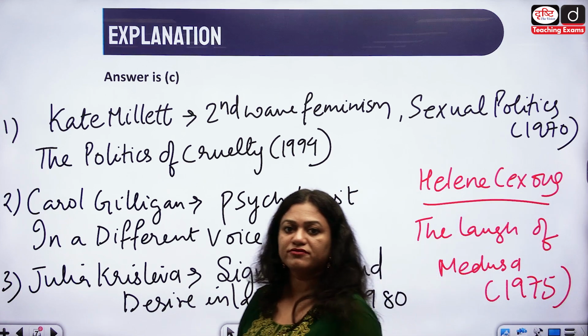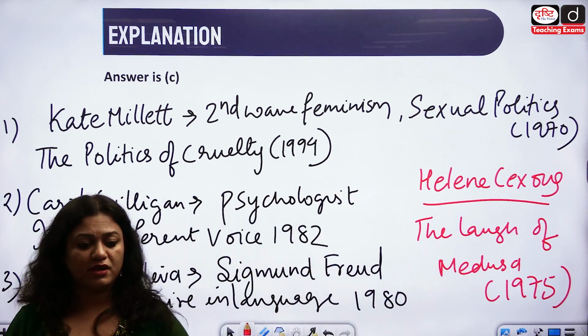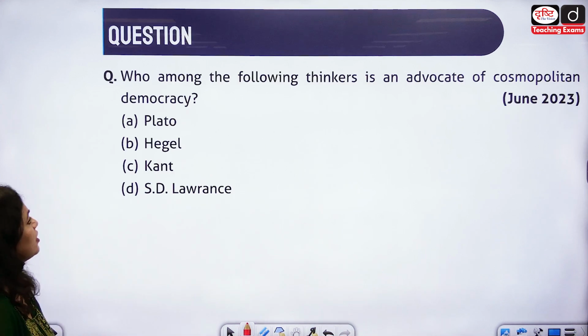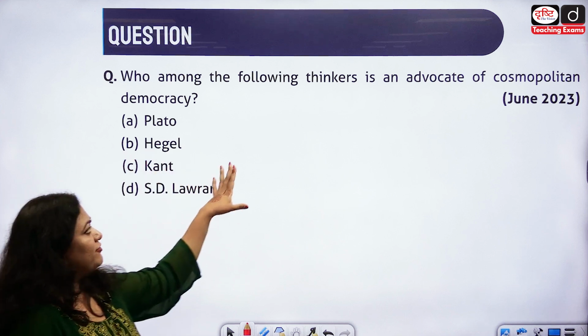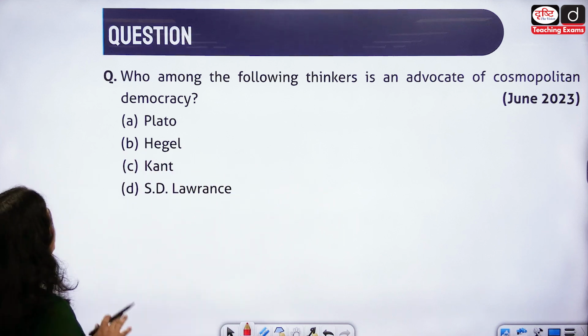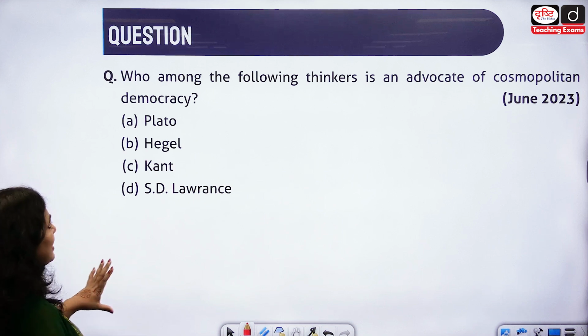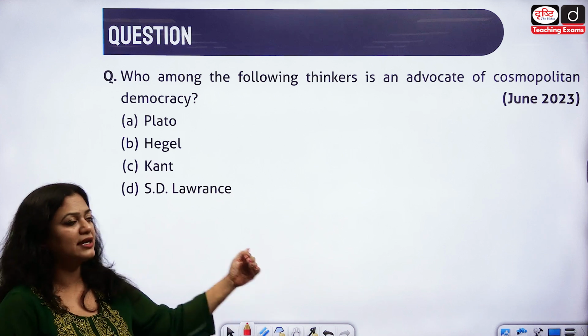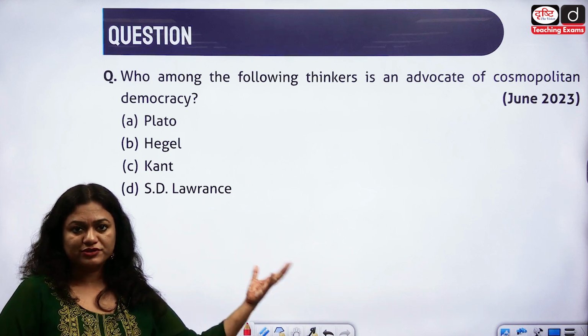So these are the little pieces of information that you should be aware of. Moving to our next question: who among the following thinkers is an advocate of cosmopolitan democracy? This question is quite easy. It is a very direct question, I would say, when we think with reference to the pattern.